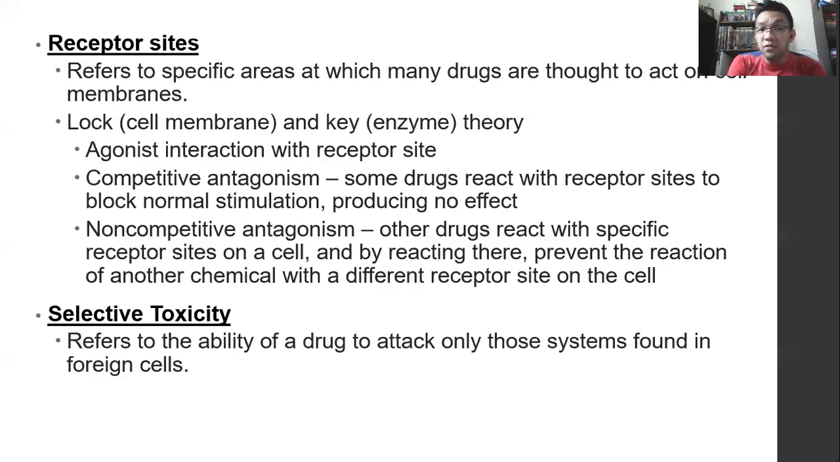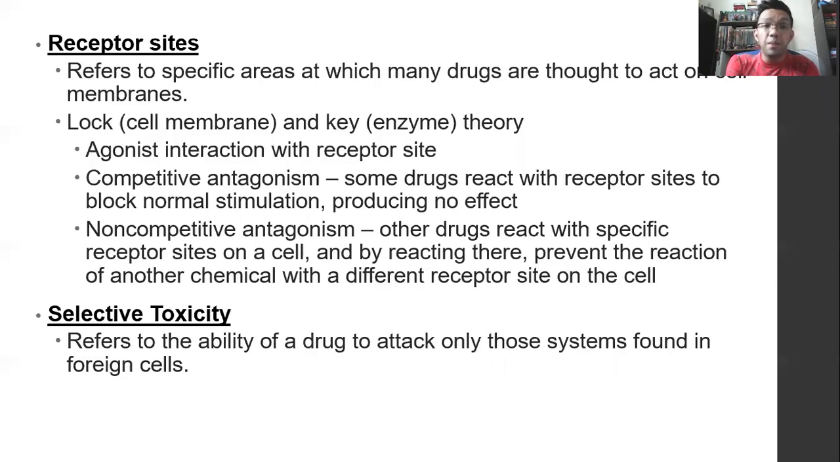We have competitive antagonism. There are some drugs that act or react with the receptor sites to block normal stimulation, therefore producing no effect. So these drugs, the molecules of the drug, will react with the receptor sites wherein they are going to block certain enzymes or certain substances that will try to enter the cell, which will stimulate the cell to do its activity. So there are drugs that can do that.